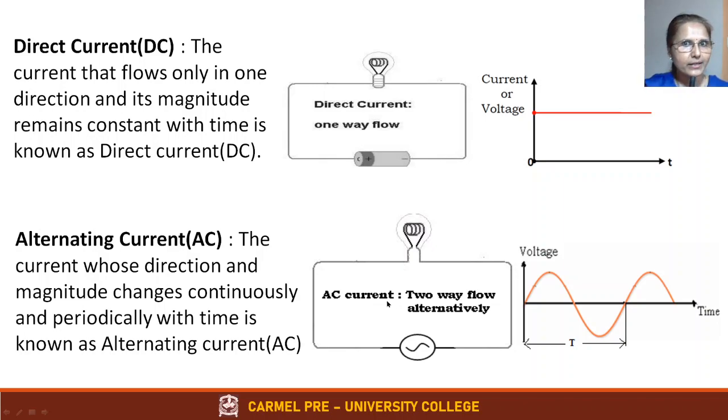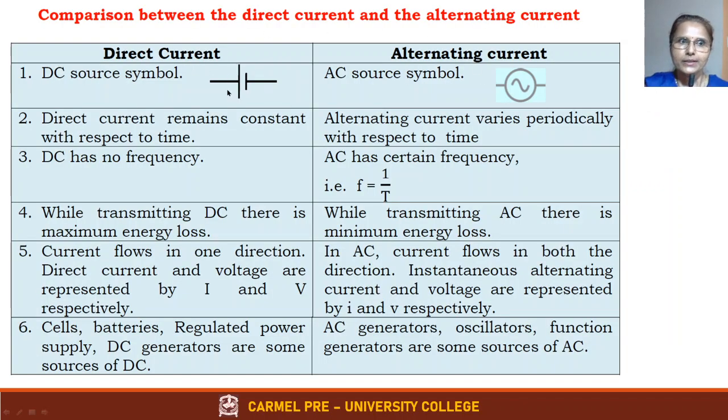The power supply that you get from KEB is alternating current, AC, 230 volts AC. For cell phones and all, after the charger, what it gets is DC, 12 volts DC. Your battery is DC. Okay, let us see the difference between the two. This is the symbol for DC. This is the symbol for AC. Like I told you, DC remains constant with respect to time, whereas AC varies alternately, periodically with respect to time. DC has no frequency, zero frequency, whereas AC has certain frequency. That is why for the 230 volts power supply, we say 50 hertz frequency.